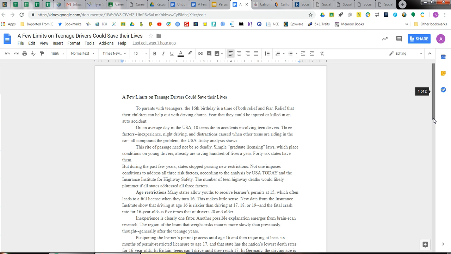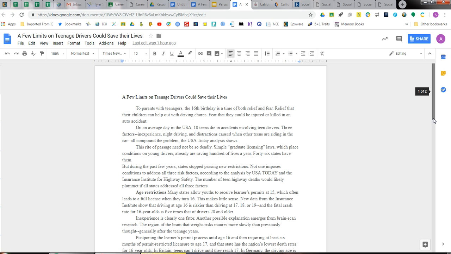This rite of passage need not be so deadly. Simple graduated licensing laws, which place conditions on young drivers, are already saving hundreds of lives a year. 46 states have them, but during the past few years, states stopped passing new restrictions. Not one imposes conditions to address all 3 risk factors, according to the analysis by USA Today and the Insurance Institute for Highway Safety. The number of teen highway deaths would likely plummet if all states addressed all 3 factors.